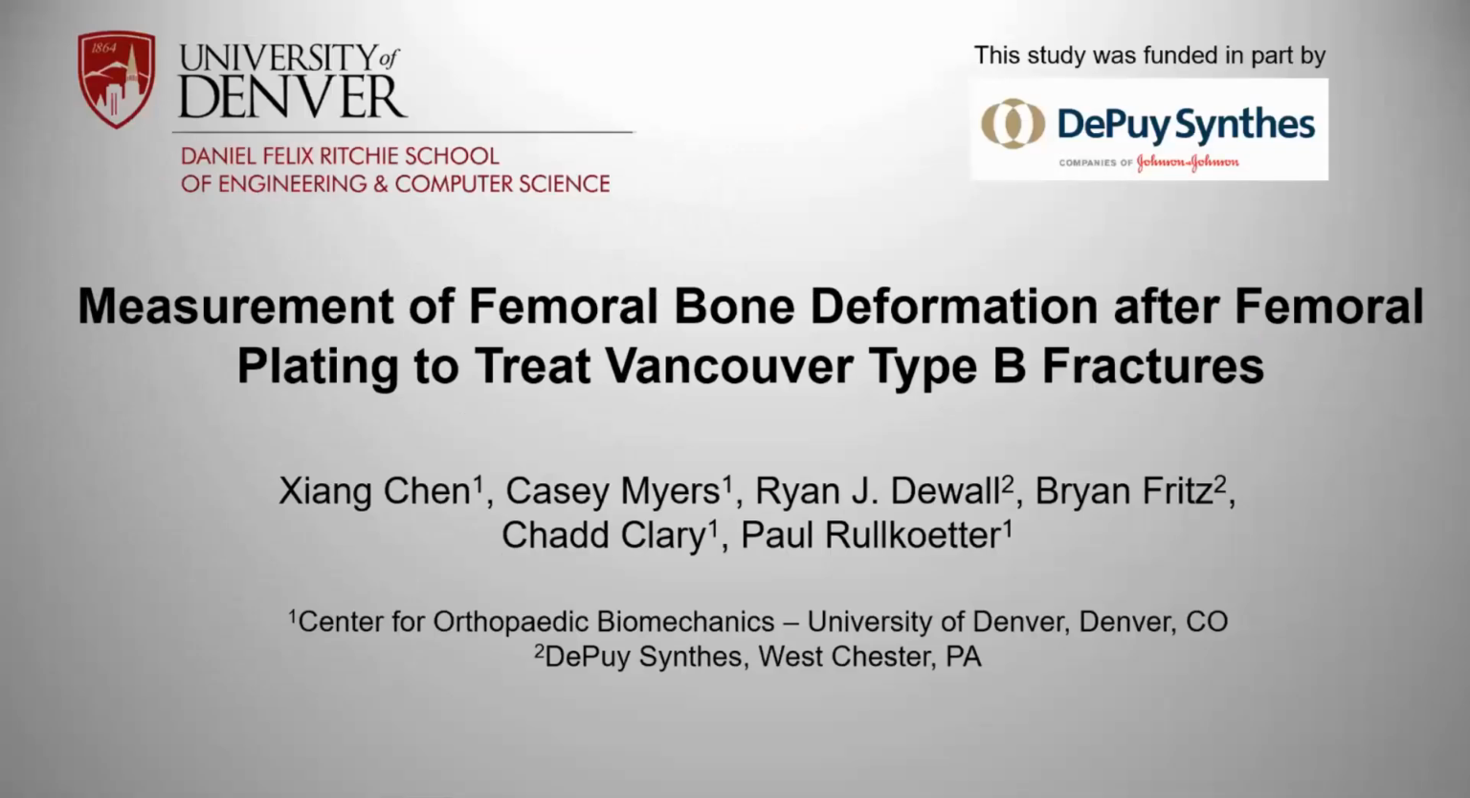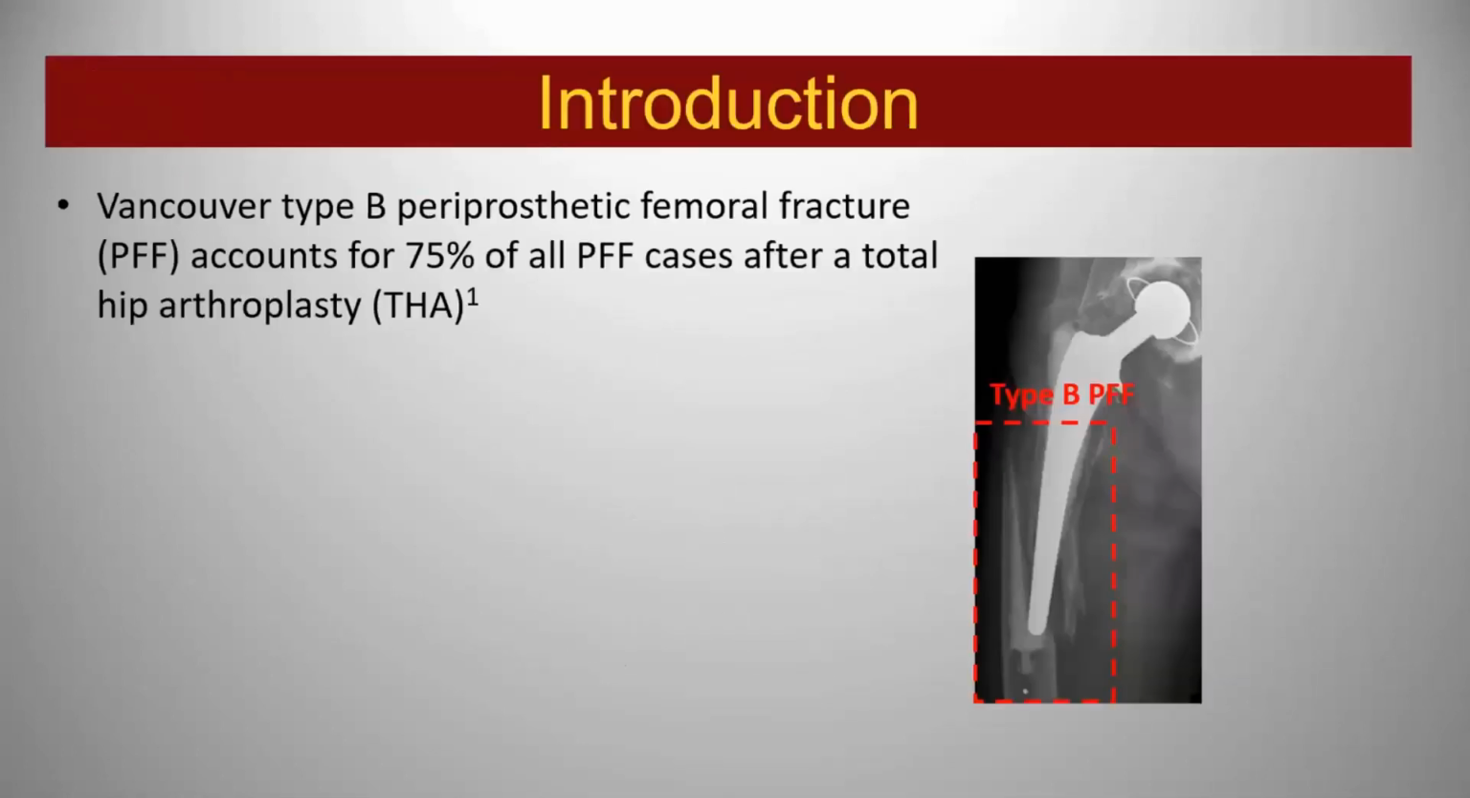Good afternoon, everyone. Today I'm presenting the measurement of femoral bone deformation after femoral plating to treat Vancouver type B fractures. Vancouver type B periprosthetic femoral fracture accounts for 70% of all PFF cases after total hip arthroplasty. The type B fracture is primarily characterized by the fracture around the femoral stem or just below the tip of the femoral stem.